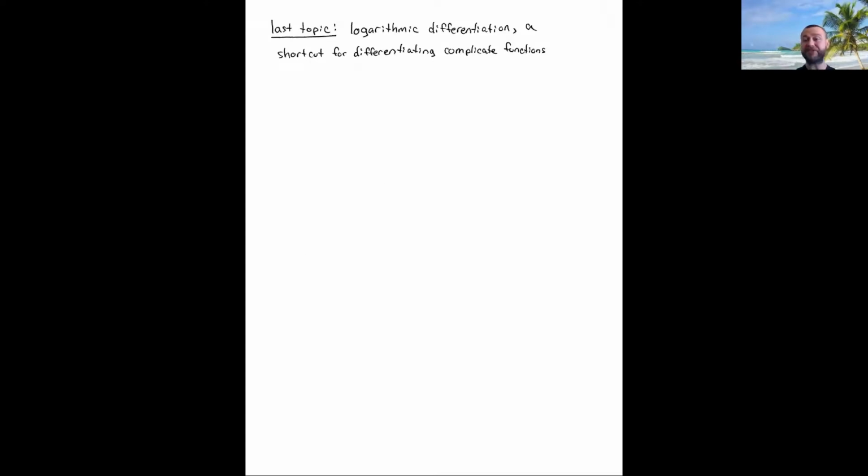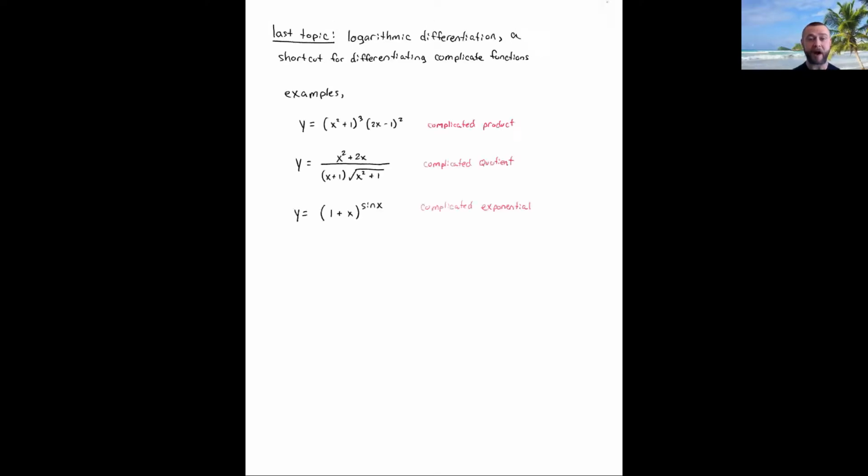All right, so the last topic that we'll get to in this video is called logarithmic differentiation. And this is a shortcut technique for differentiating complicated functions. So let's take a look at some examples where we might have complicated functions. Here's 3 of them. Notice going down, we have a complicated product, complicated quotient, and then a complicated exponential.